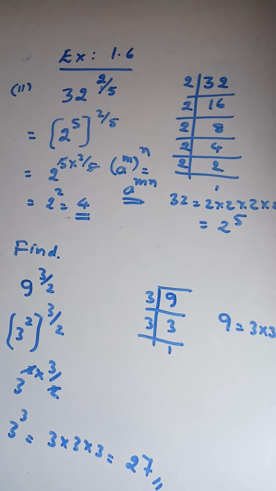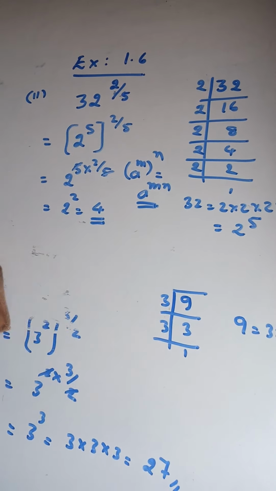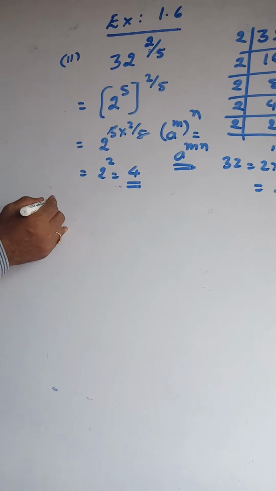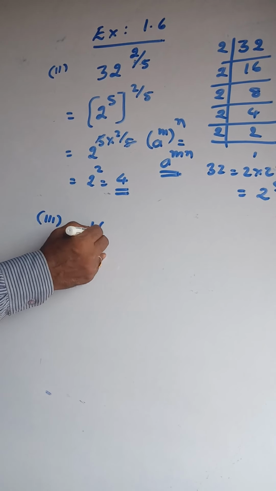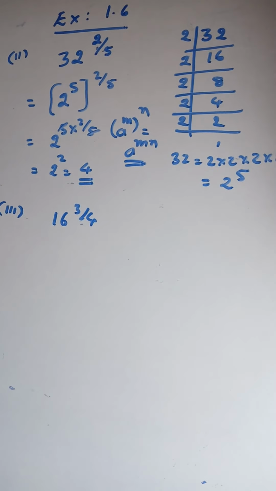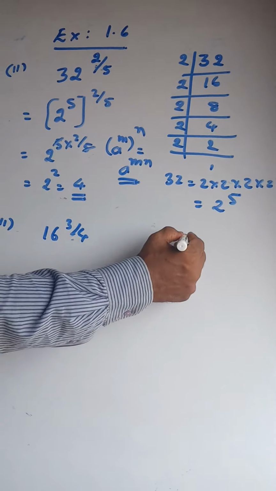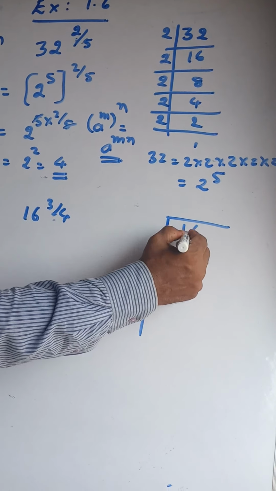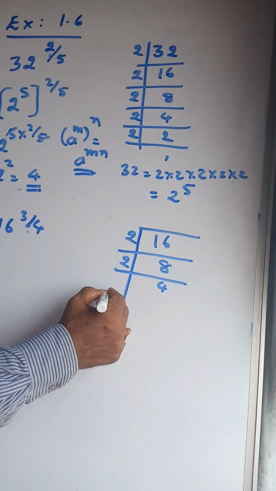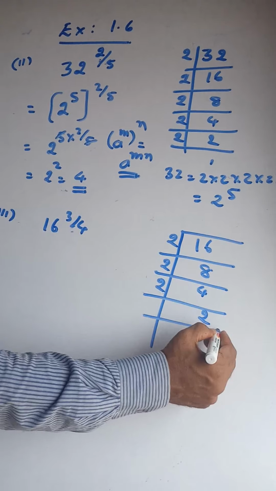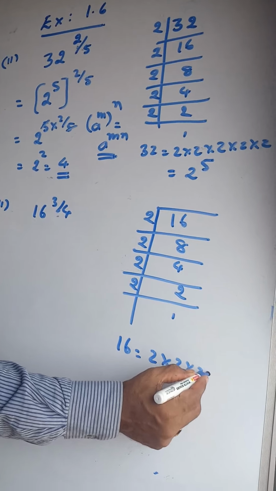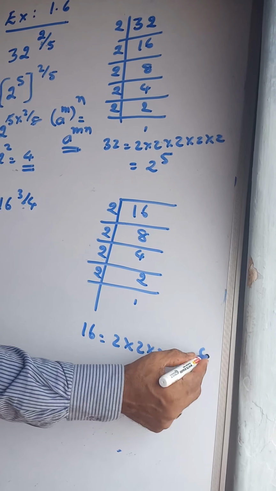Next one is 16 raised to the power of 3 by 4. 16 raised to the power of 3 by 4 is given. We will take the factors of 16. It is again 2 8s are 16, 2 4s are 8, 2 2s are 4, 2 1s are 2. 16 we will write 2 into 2 into 2 into 2, 2 raised to the power 4.